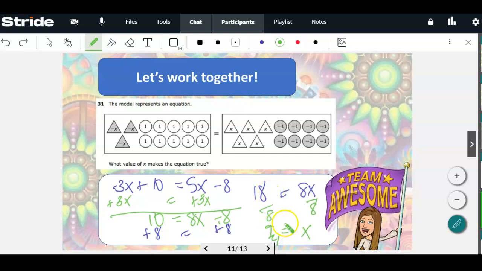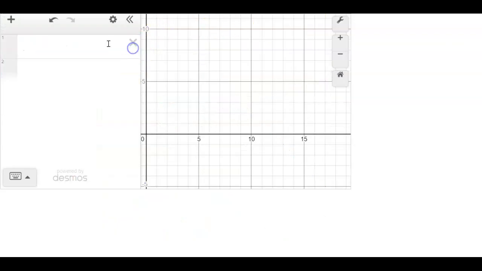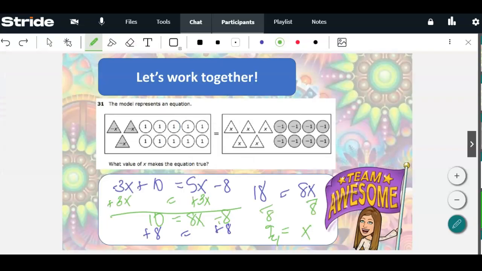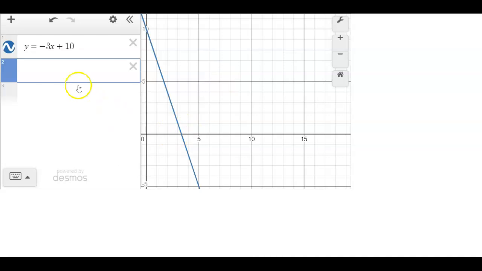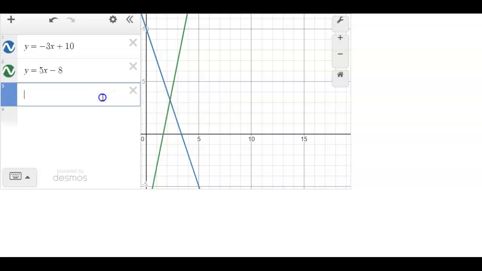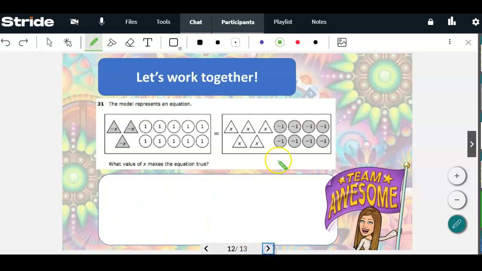Now I bet when we do it in the calculator, it's going to give us a decimal. So let's try that. Negative 3x plus 10 is our first one. So y equals negative 3x plus 10. And the second one is 5x minus 8. So y equals 5x minus 8. There it is. Yeah, so 2.25. If it is not a decimal answer, remember you can go here and it'll change that. All I did was put that decimal in and click on that little fraction and it changed it to a fraction for us.